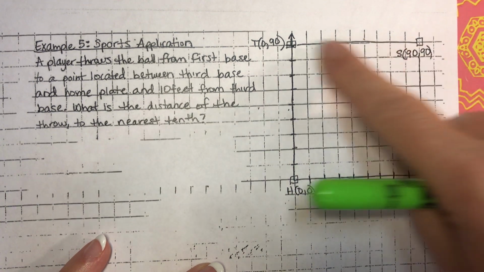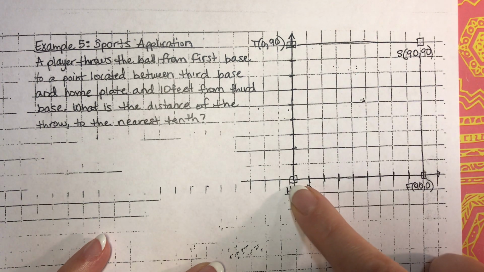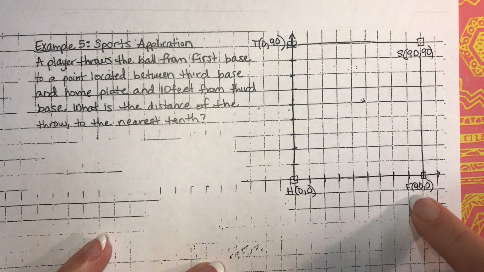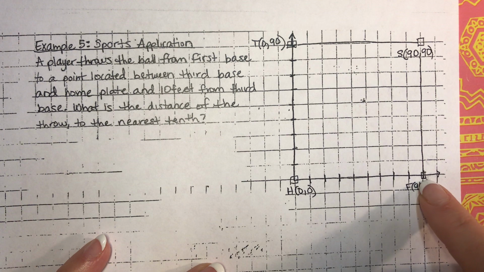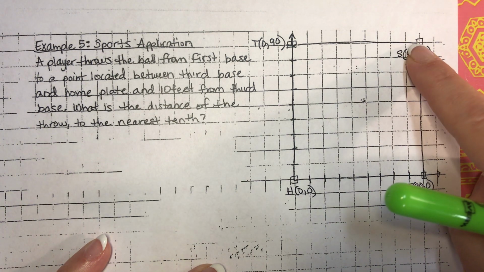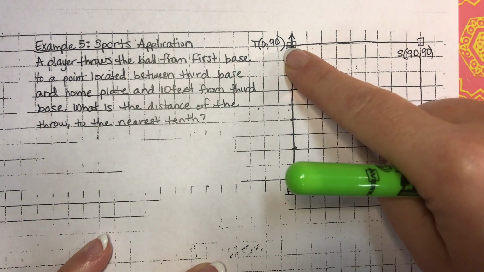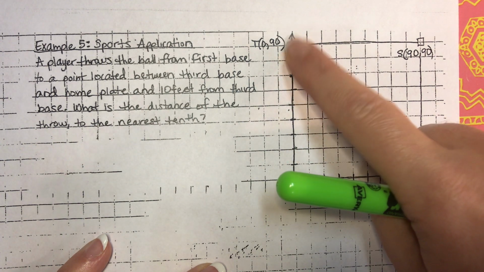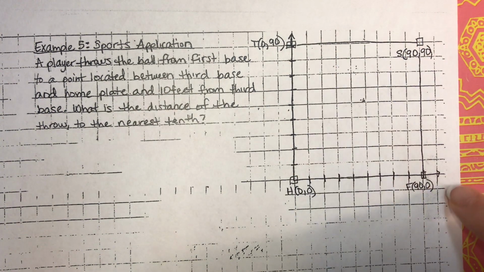All the bases are 90 feet apart, right? And it kind of makes a square. So first base is 90 feet this way in the horizontal. That's going to be 90, 0. The y part's going to be 0. Then second base is directly 90 feet this way, so this is going to be 90, 90. And then you go over here, which is just 90 feet up for third base, where the x part is 0, but the y part is 90. So there we go. Those are our ordered pairs for the bases.